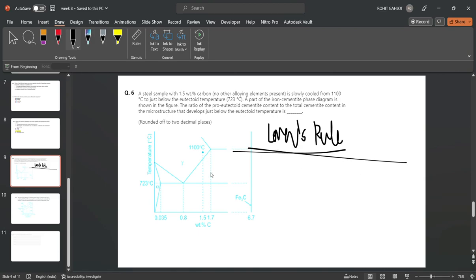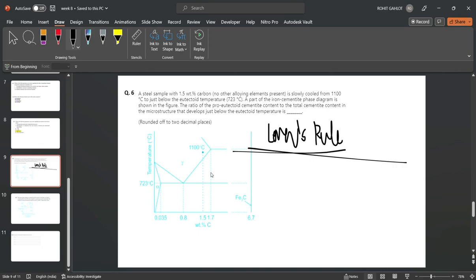So I would request you all to please try to solve this and go through the question. I will read the question for you. There is a steel sample with around 1.58% of carbon, and no other alloying elements are present. It is slowly cooled from 1100 degrees centigrade to just below the eutectoid temperature, around 723 degrees centigrade. The part of the iron cementite phase diagram is shown in the figure.